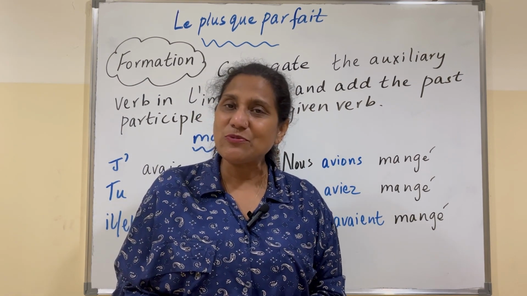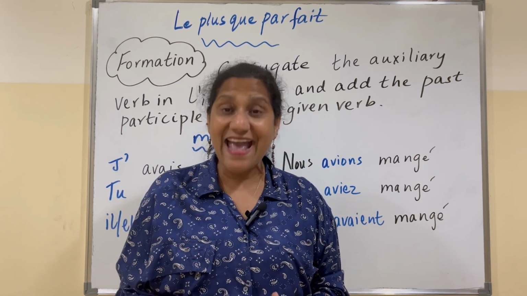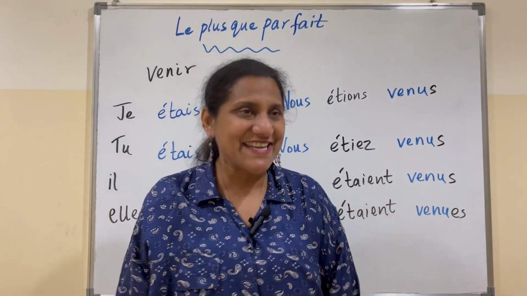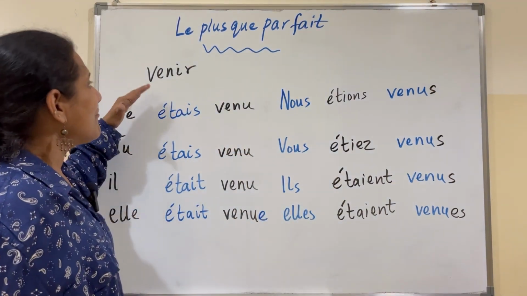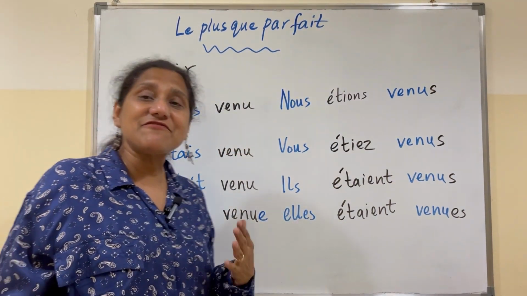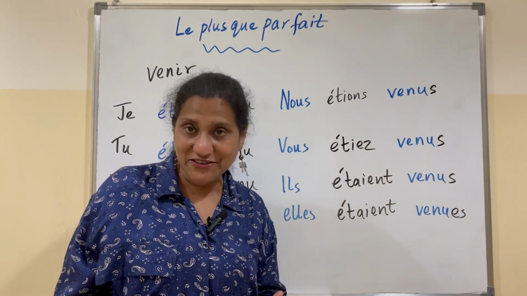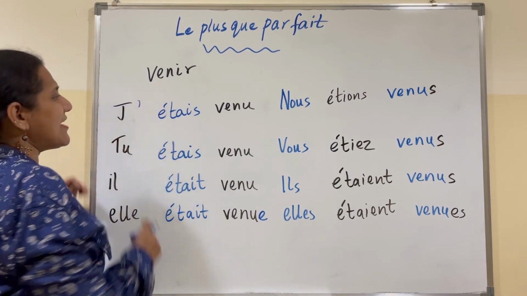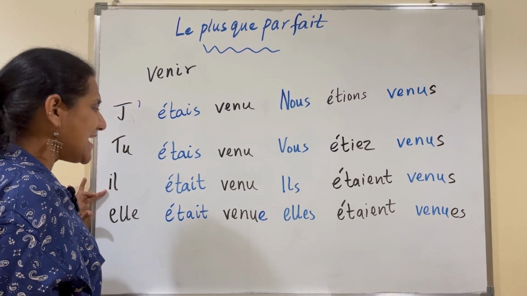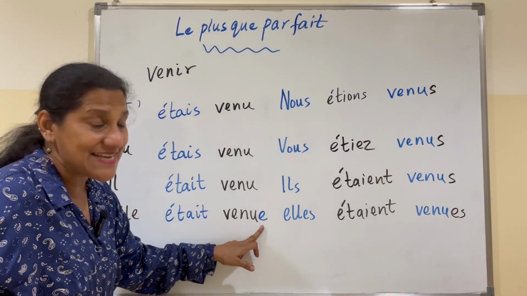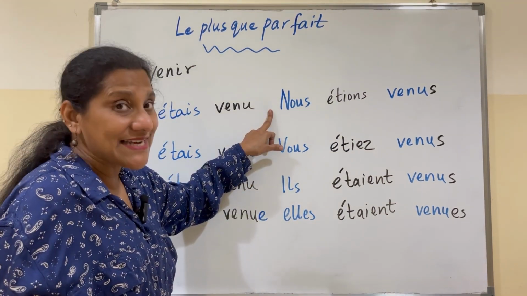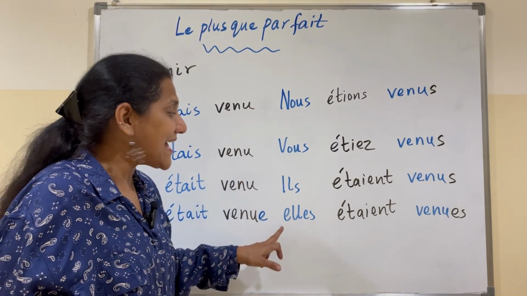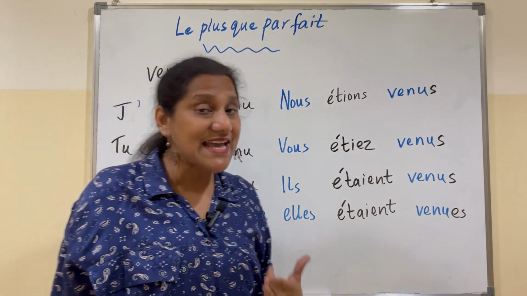Let's take an example with a verb that takes auxiliary être. Let's look at the conjugation of the verb venir in plus-que-parfait. Remember, we learned that venir is a verb that takes être as auxiliary. So here, this has to be j'étais venu, tu étais venu, il était venu, elle était venue. You need to add an E. Nous étions venus, add an S. Vous étiez venus, add an S. Ils étaient venus, add an S. And elles étaient venues with an ES.